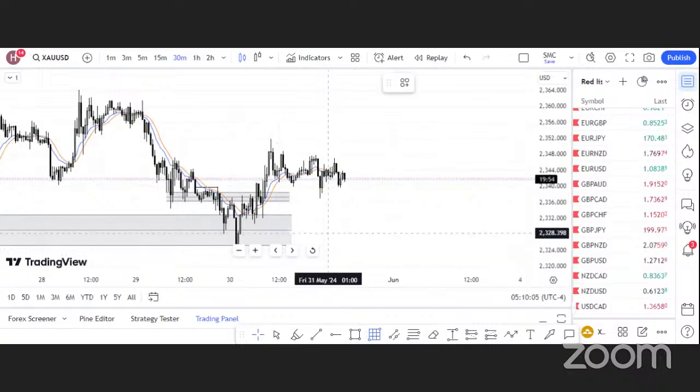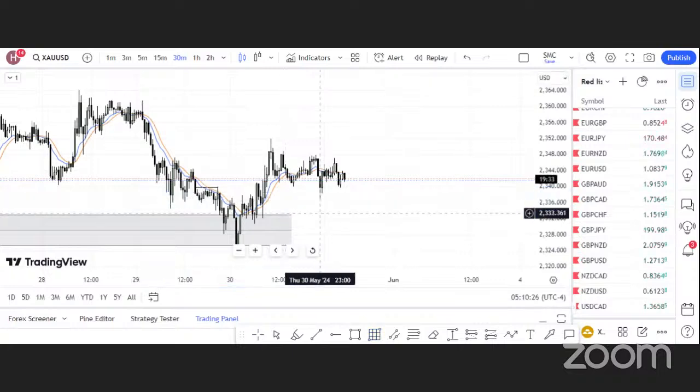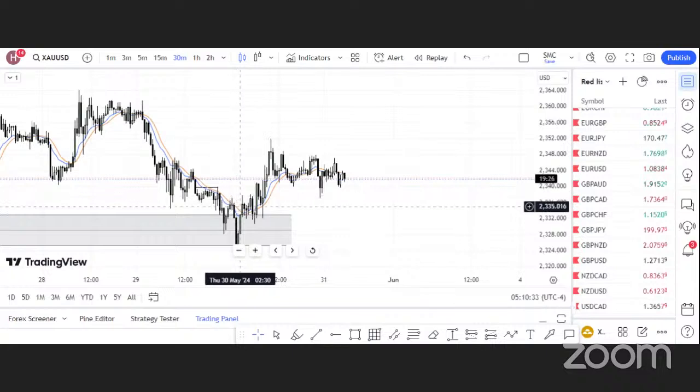So what we're going to do here today is analyze the market to see the direction this is heading towards. Okay, so we want to be sure if the market is going to continue to go up.